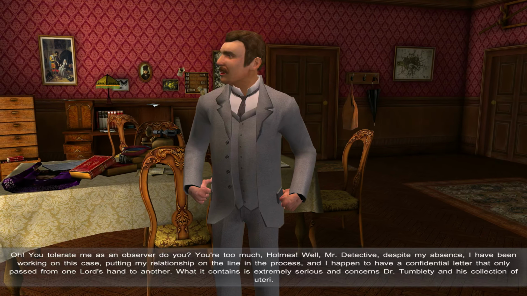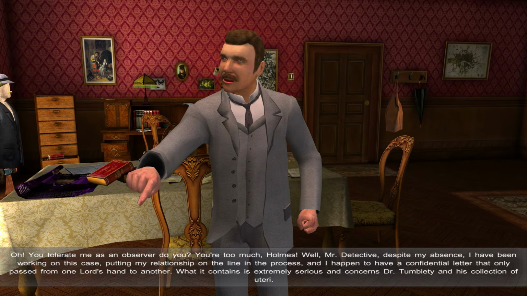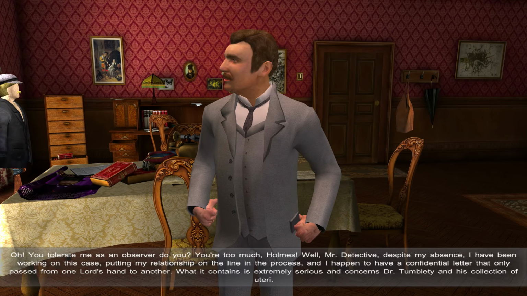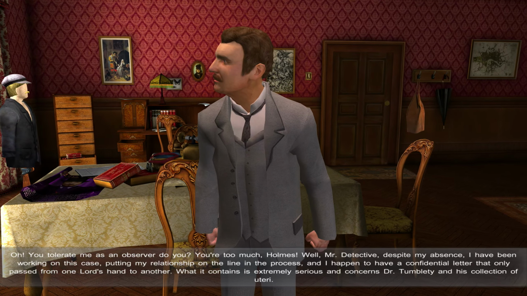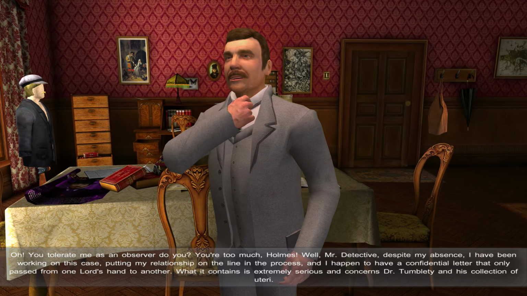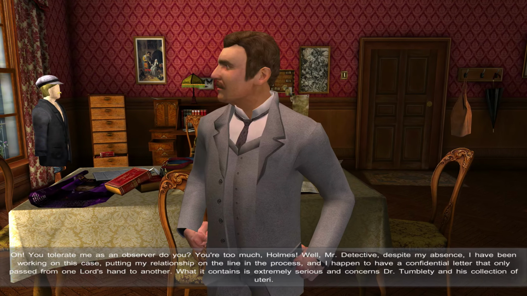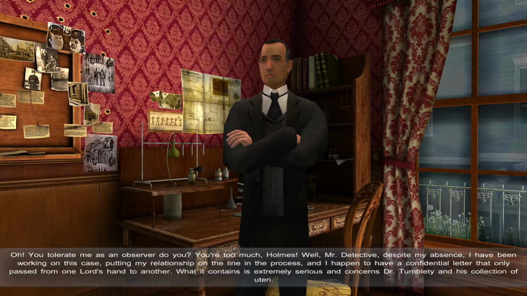Well, Mr. Detective, despite my absence, I have been working on this case, putting my relationship on the line in the process. And I happen to have a confidential letter that only passed from one lord's hand to another. What it contains is extremely serious and concerns Dr. Tumblety and his collection of uteri. Let me see that.